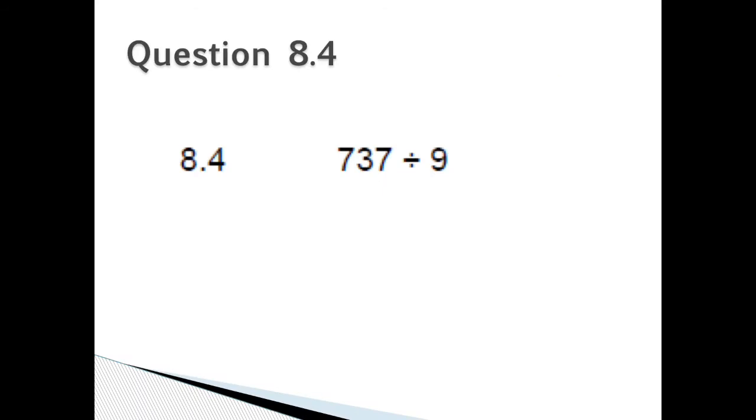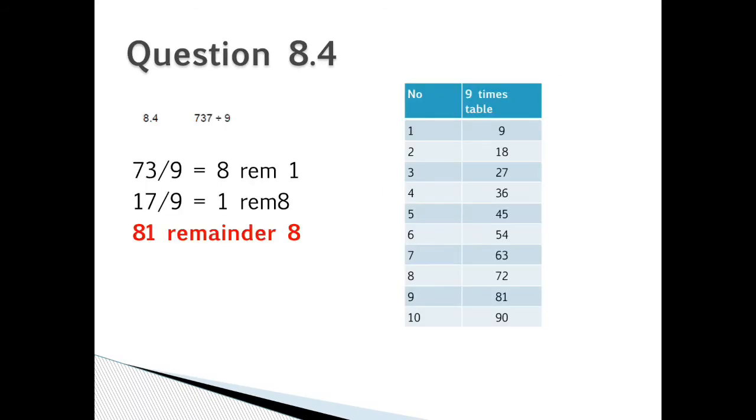737 divided by 9. When doing multiplication and division, it is really important to know your times tables. So in this case, we need to know the 9 times table. 1 times 9 is 9, 2 times 9 is 18, 3 times 9 is 27, 4 times 9 is 36, 5 times 9 is 45, 6 times 9 is 54, 7 times 9 is 63, 8 times 9 is 72, 9 times 9 is 81, and 10 times 9 is 90.